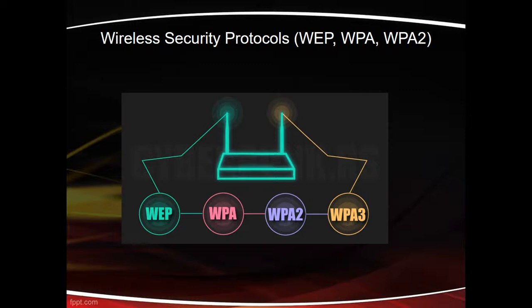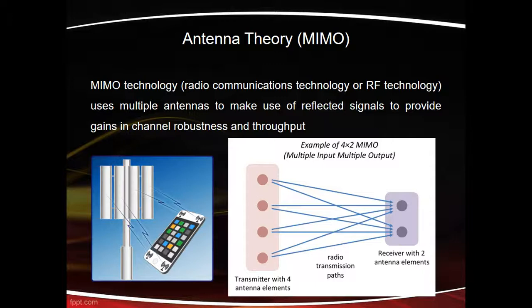And finally, the antenna theory, the MIMO. When we started our presentation, we discussed MIMO, right? MIMO means multiple input, multiple output. So multiple input technology is a radio communication or RF technology, and it uses multiple antennas to make use of reflected signals to provide gains in channel robustness and throughput. As you can see in the figure, there are antennas. You have seen these antennas attached to the tops of buildings. So there are multiple outputs and multiple inputs.